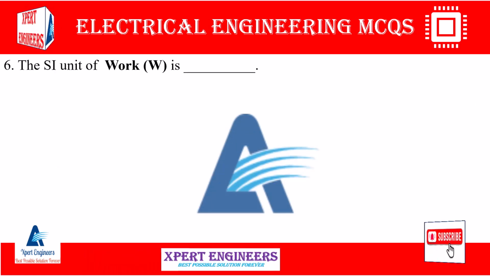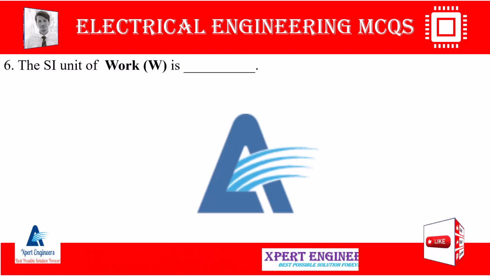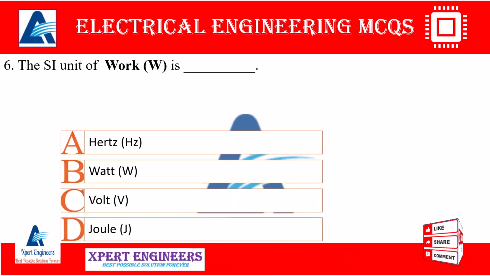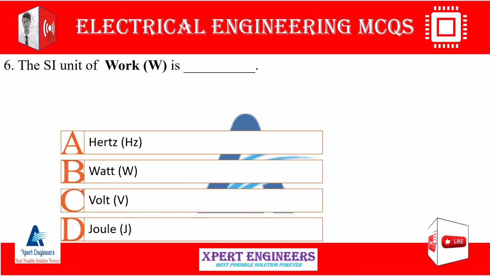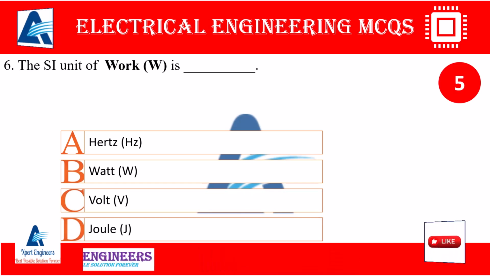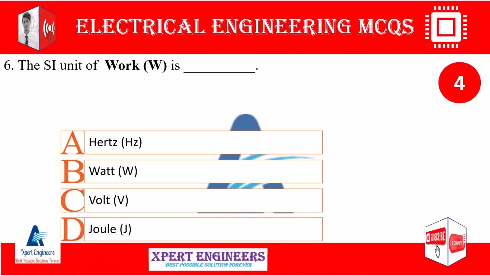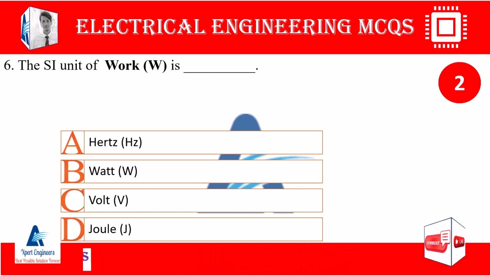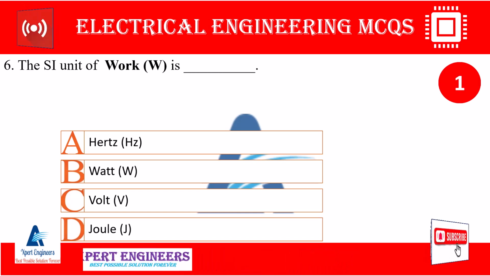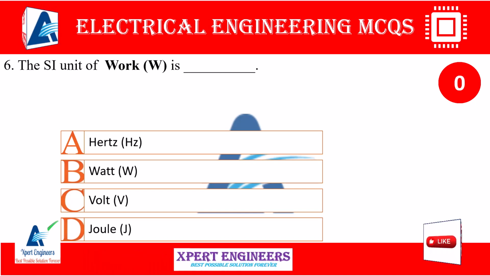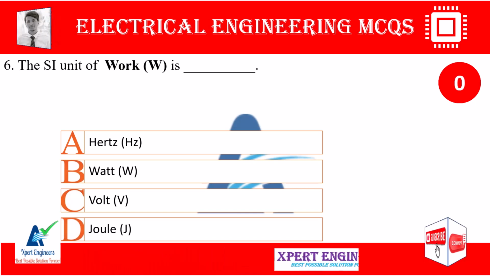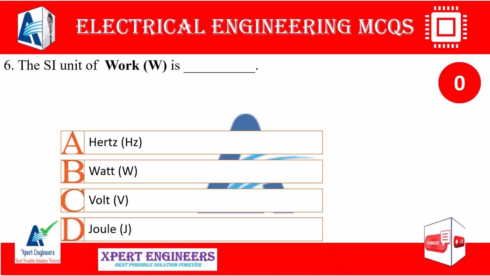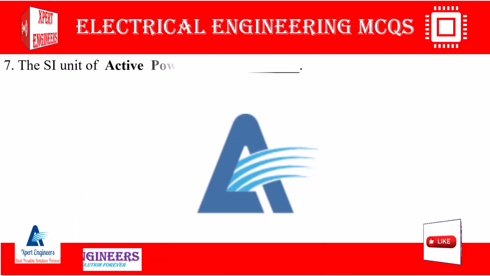Next is the SI unit of work is dash. A. Hertz, B. Watt, C. Volt and D. Joule. The correct option is D. Joule. The SI unit of work is joule. Work has the same unit as that of energy.